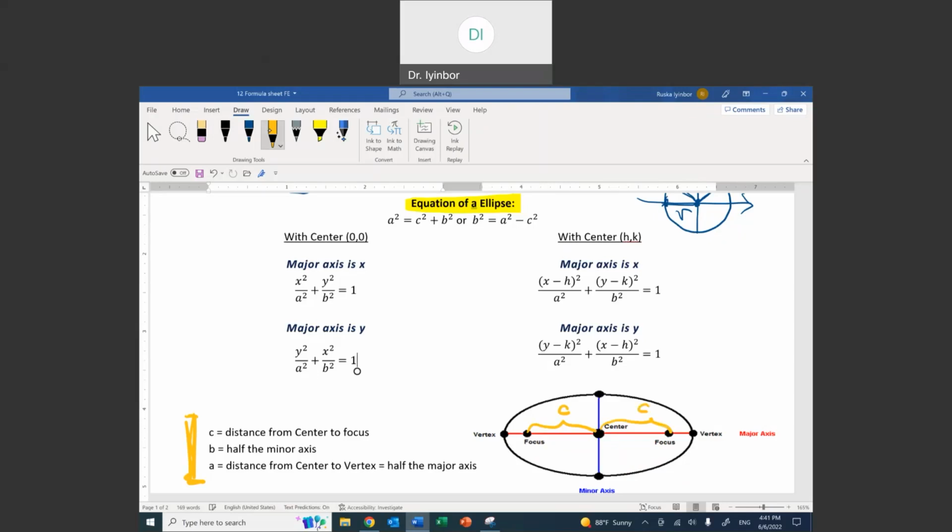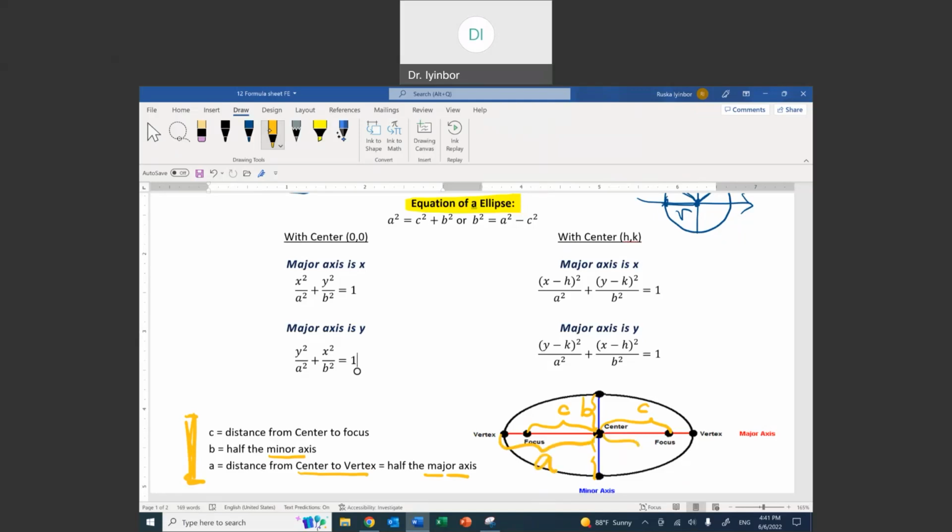B is half of the minor axis. So this was the minor axis, so this is B, and this is also B. Sometimes they're going to give you the minor axis, so when you divide it by 2, it's going to give you B. And A is center to vertex, or also half of the major axis. So A is from vertex to center. That's A. And the same way on this side.